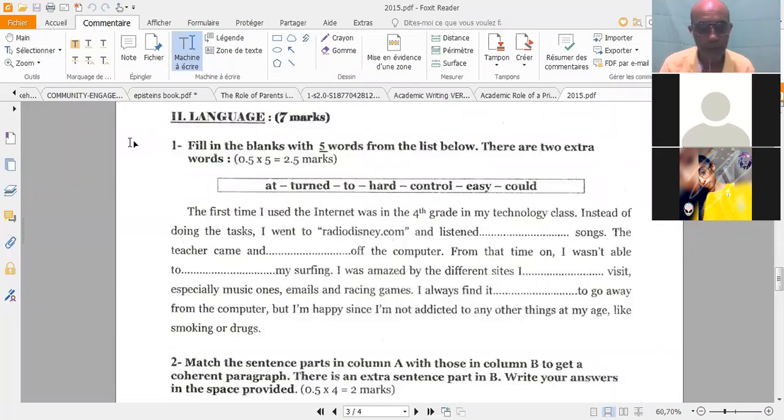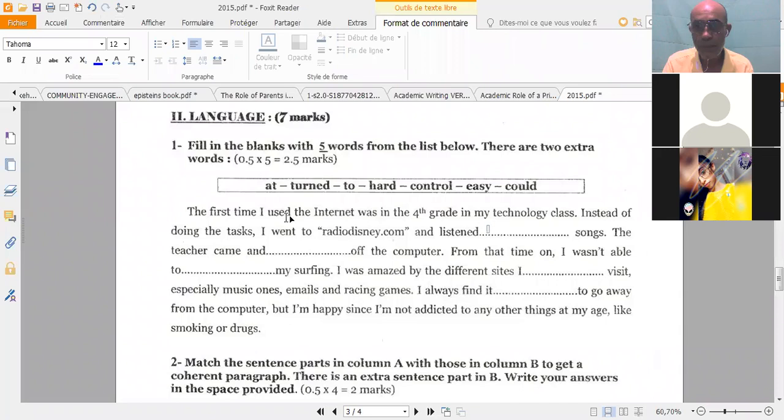All right, let's correct it. So the first time I used the internet was in the 4th grade in my technology class. Instead of doing the tasks, I went to Radio Disney.com and listened to songs. The teacher came and turned off the computer.